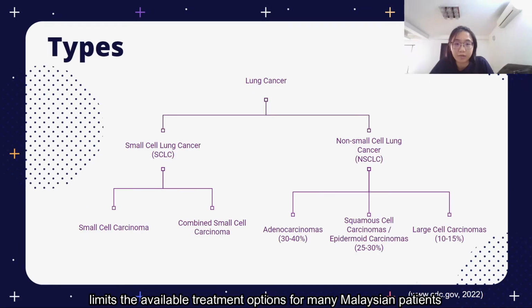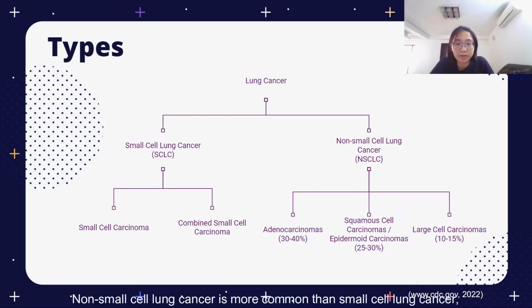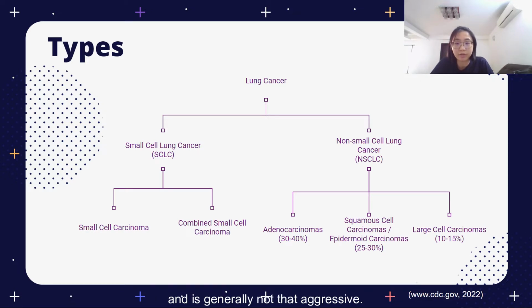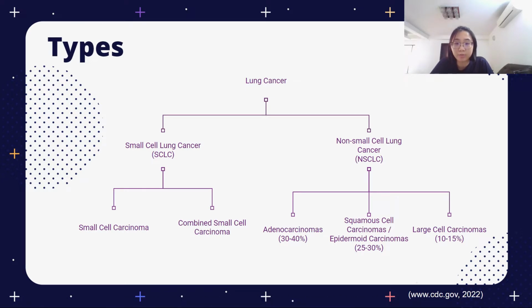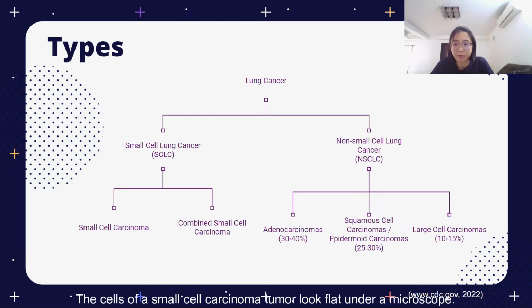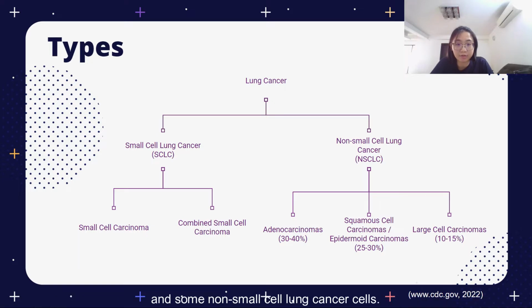Malaysian patients. Lung cancer can then be further categorized into two types, which are small cell lung cancer and non-small cell lung cancer. Non-small cell lung cancer is more common than small cell lung cancer, and it is generally not that aggressive. Then under small cell lung cancer, we have two types, which are small cell carcinoma and combined small cell carcinoma. Small cell carcinoma is the most common type of SCLC. The cells of a small cell carcinoma tumor look flat under a microscope. Then the combined small cell carcinoma is a tumor that's made up of some small cell carcinoma and some non-small cell lung cancer cells.